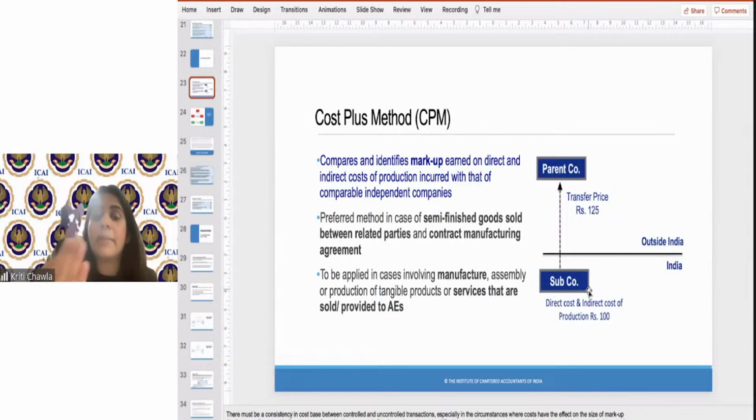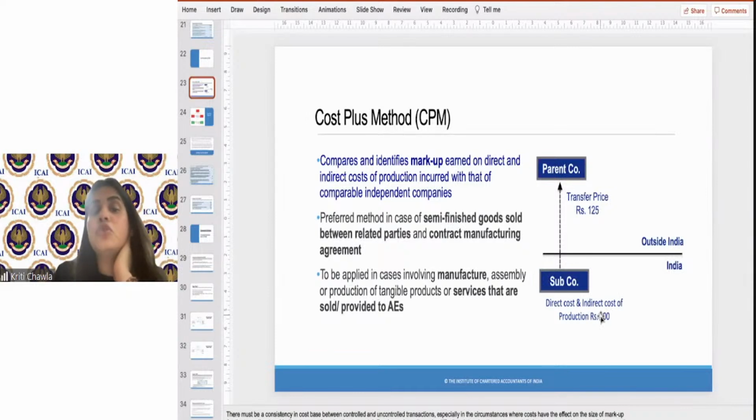And that is exactly what happens in a cost plus situation. In a cost plus method, all that we are concerned with is a subsidiary company, which is basically manufacturing. Let's say that this is a subsidiary company which is manufacturing a pen. The direct and indirect cost of production is 100 rupees. Now, this subsidiary company decides to sell this particular pen to the parent company. When it sells it to the parent company, it sells it at 125 rupees. That basically means that this subsidiary company has made a profit of 25 rupees on this particular transaction, or a margin of 25% on this particular transaction.